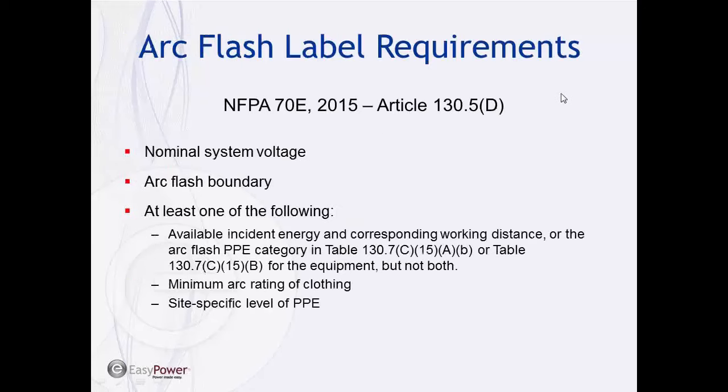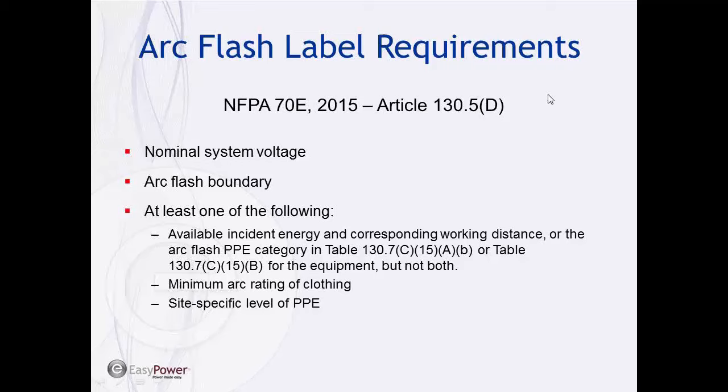So if we look at the NFPA 70E 2015 requirements for an Arc Flash label, basically there are three requirements. One is the nominal system voltage. The second one is the Arc Flash boundary. And then the third is at least one of the following, either the incident energy and corresponding working distance.